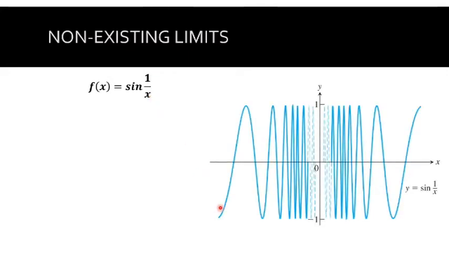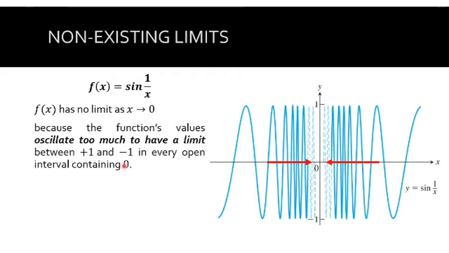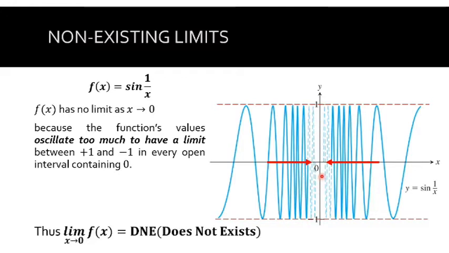Okay, so this is its graph. So we can see that the function has no limit also as x approaches 0. Why? Because the function's value oscillates too much to have a limit between positive and negative 1 in an open interval containing 0. So as x approaches 0 from both sides, the function oscillates endlessly. Thus, the limit of the function as x approaches 0 also does not exist.